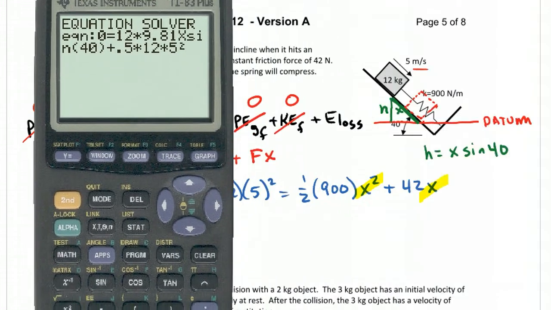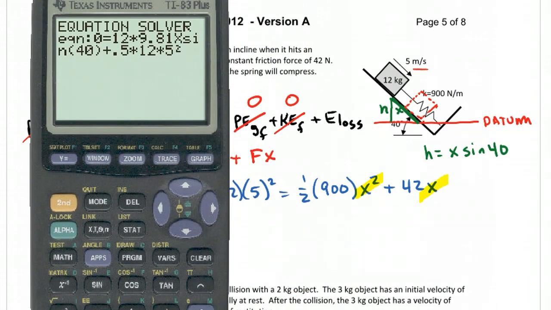Okay. Then those come over, so it's going to be a minus 0.5 times 900 x squared. And that comes over minus 42x. Where'd my 42 go? 42x.